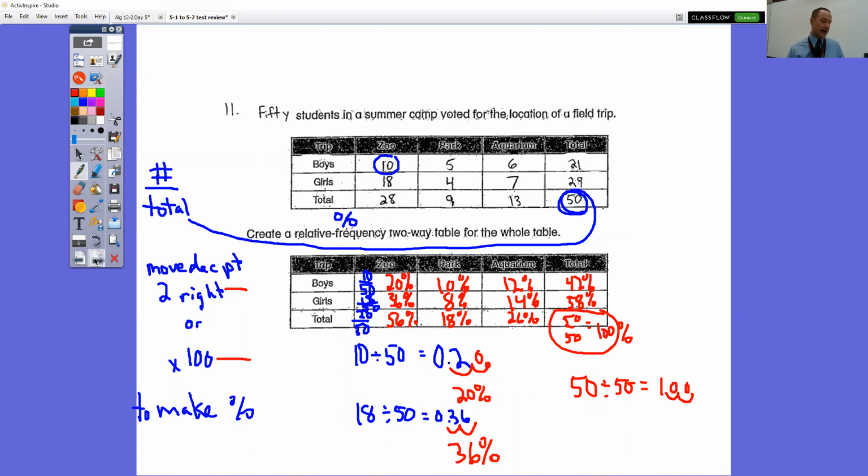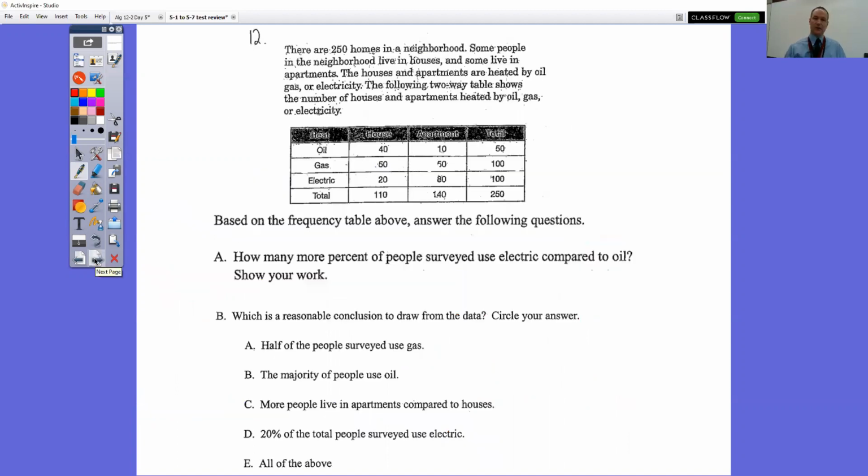Take a look at the last question, number 12. In number 12, we have some questions that you have to answer based on the table. How many more percent of people surveyed used electric compared to oil? Now, you have to be very, very careful. These in the table are not percentages. Notice that they're asking you in this question to find the percentages.